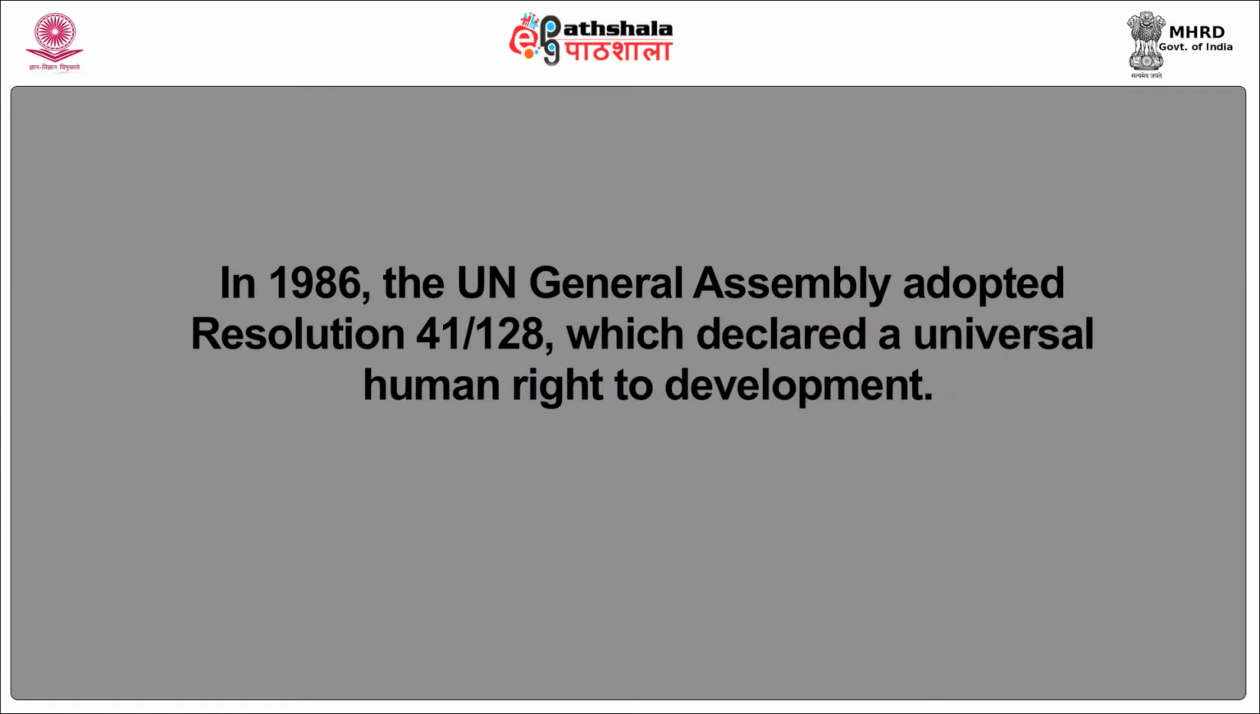In 1986, the UN General Assembly adopted Resolution 41/128, which declared a universal human right to development. Article 1.1 of the Declaration provides that development is, in quotes, an inalienable human right by virtue of which every human person and all peoples are entitled to participate in, contribute to, and enjoy economic, social, cultural, and political development, in which all human rights and fundamental freedoms can be fully realized. Quotes closed.